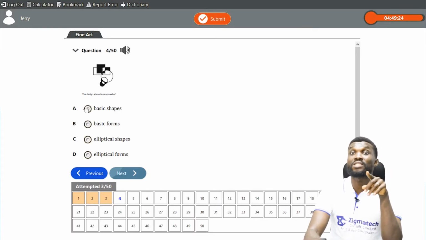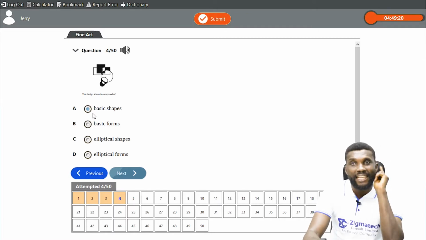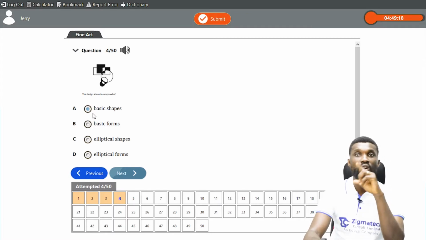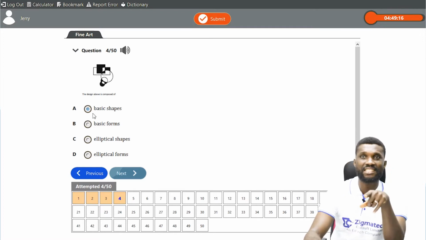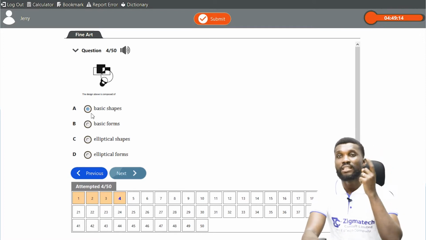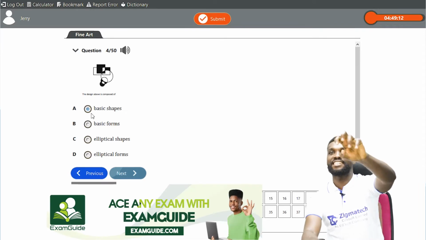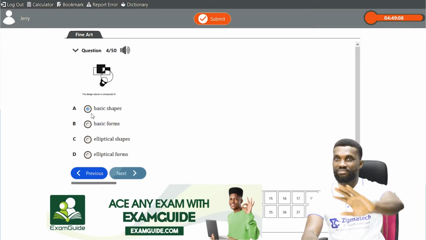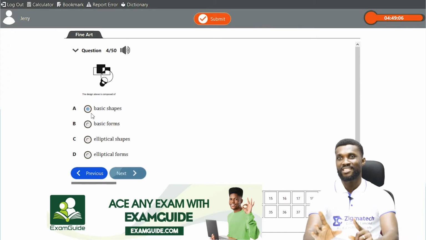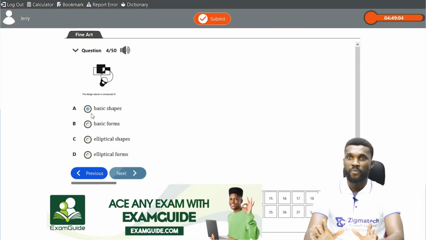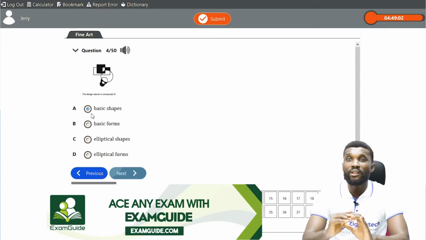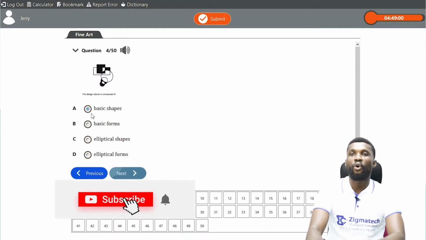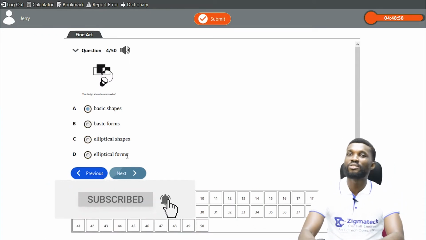A. Because every other shape there is 3-dimensional, including the elliptical shapes and the elliptical forms. So the correct answer to this question is the basic shape. Don't mind the fact that they painted some parts of the shape. That is just to get you to twist it. You understand? But truly, what you have there are just all basic shapes.